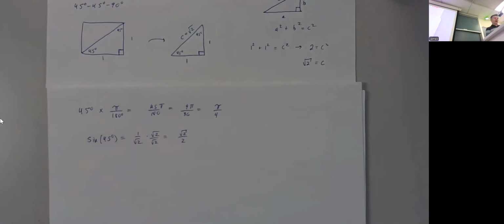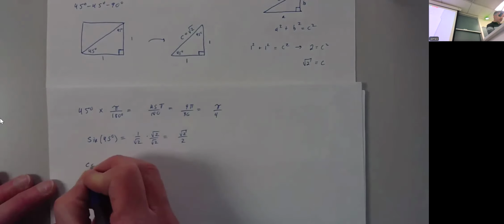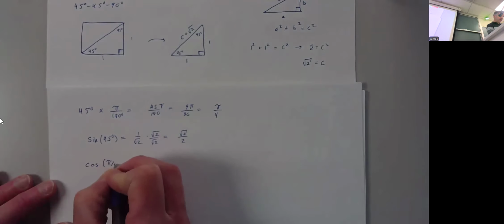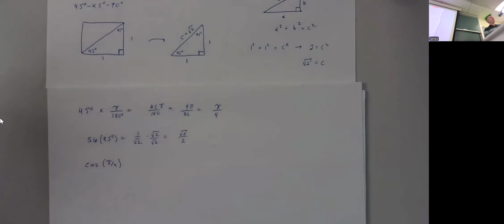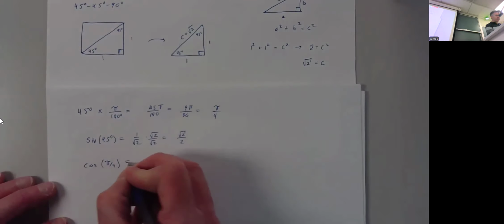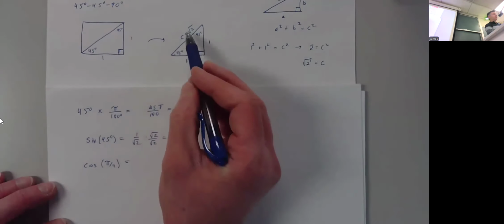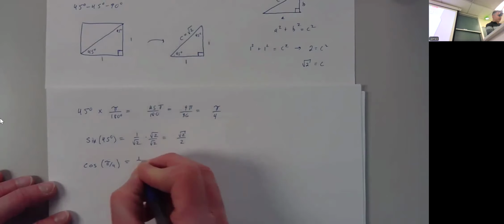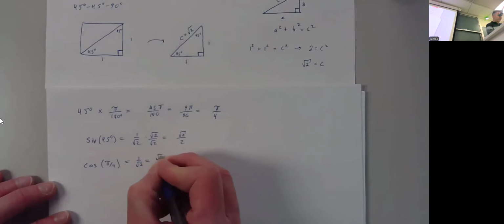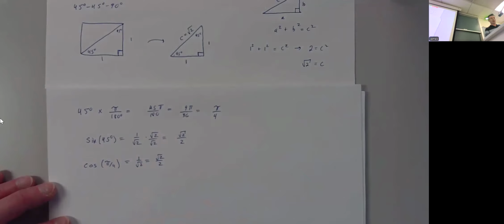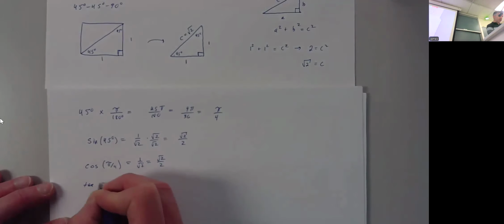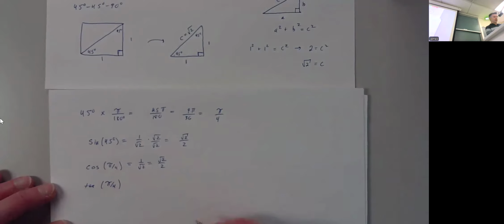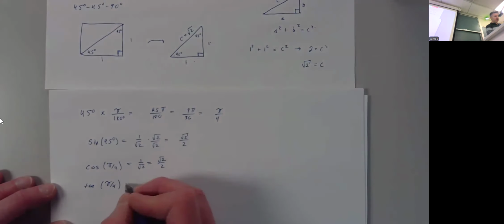I said radians and I wrote degrees. It's okay, they're interchangeable. So I'm going to write cosine of pi over 4. My favorite fact about the angle pi over 4 is that sine and cosine have the same value. It makes it easy to remember. So cosine of pi over 4 radians is also 1 divided by root 2, the adjacent divided by the hypotenuse, which is the exact same value. And tangent of pi over 4 radians is the opposite over the adjacent, which is 1 over 1, which is 1.